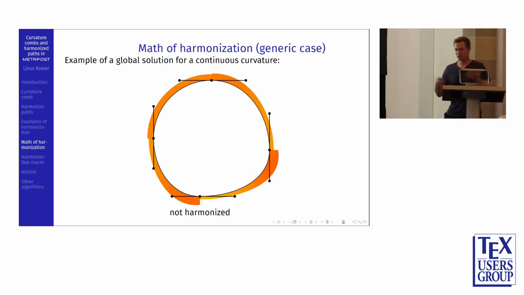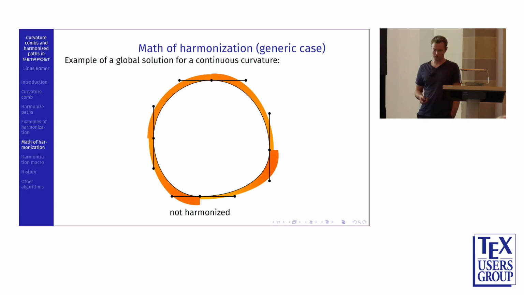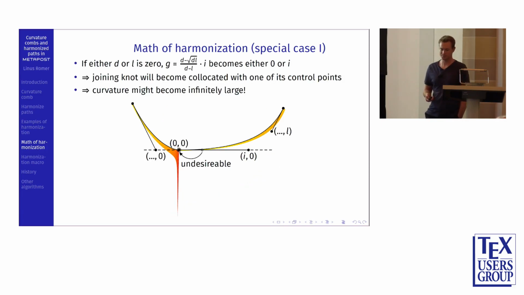So how does a global solution work? Like here in the dot, I have also displayed in black the control points and the handles. So this was not the harmonized version, the original version. And here is the harmonized version. And you see only the joining knots have moved along their tangents.